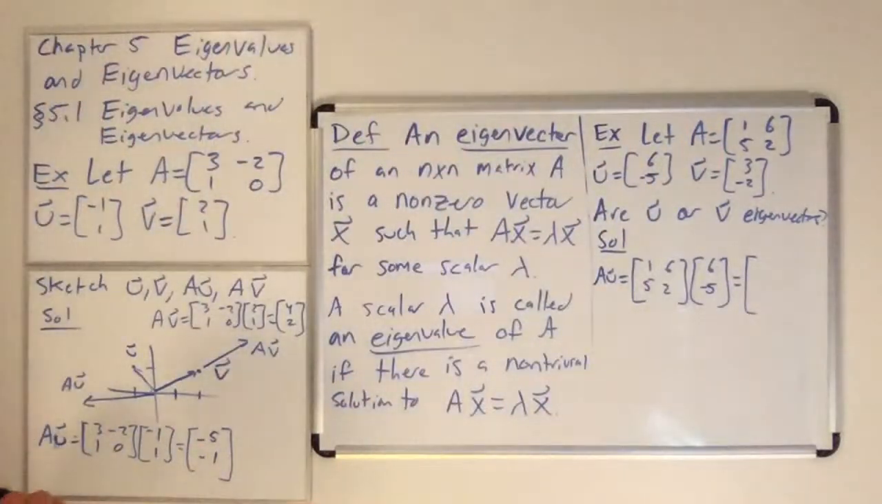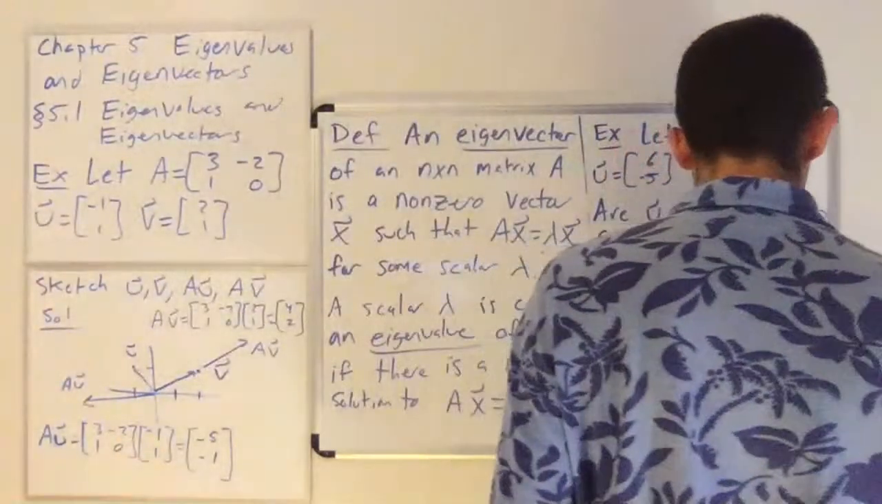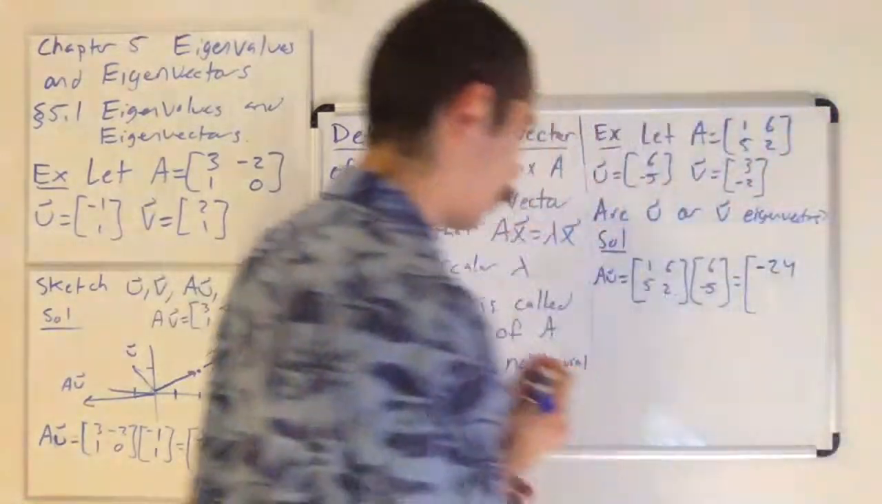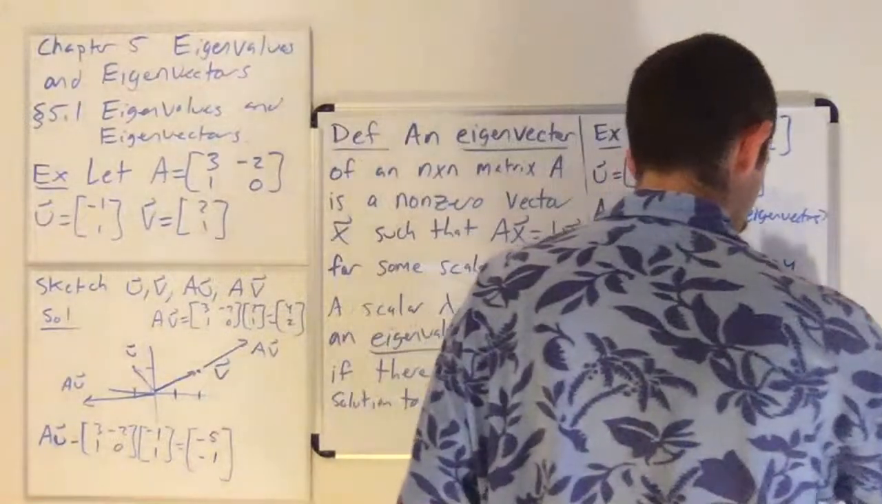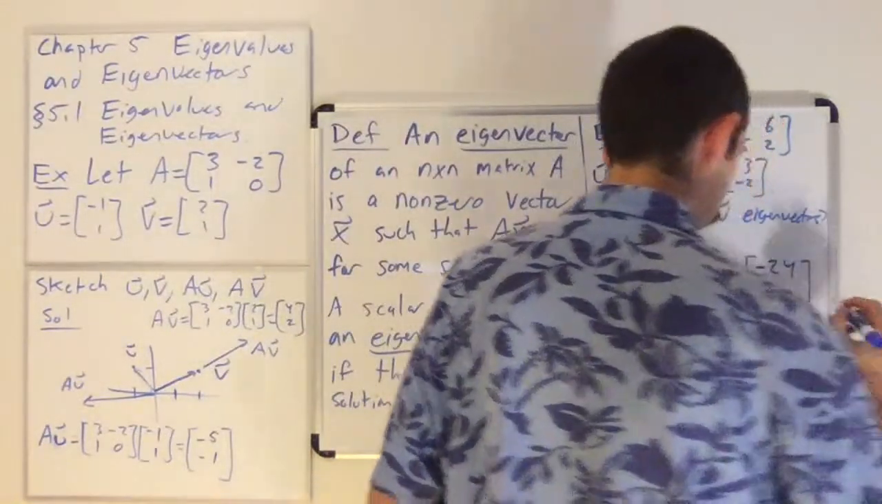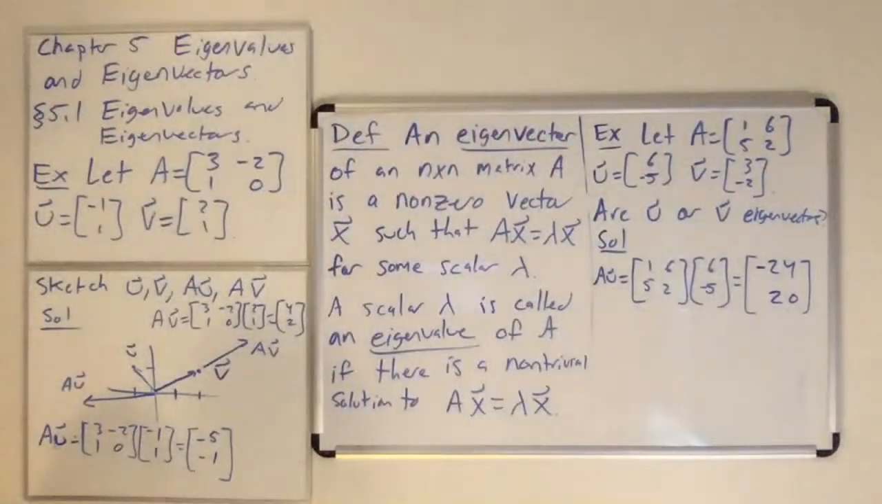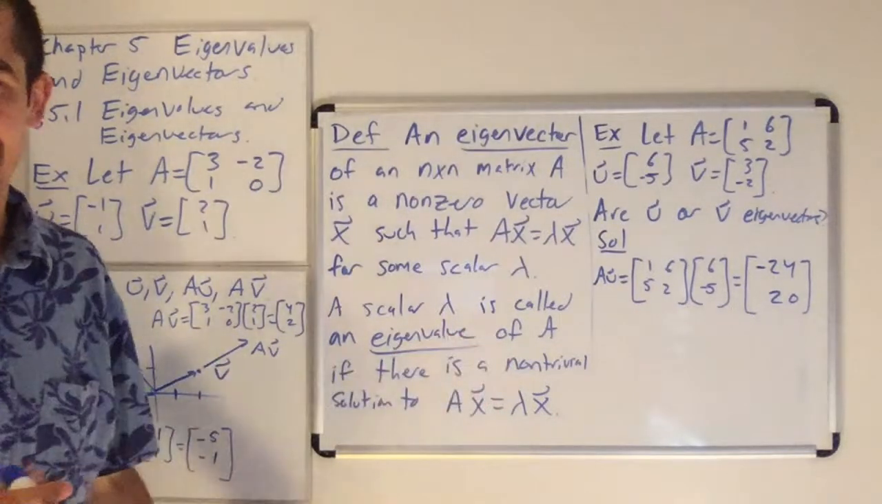So we get 6 minus 30 is negative 24. And 30 minus 10 is 20. Okay, so that's pretty good. Is this an eigenvector?